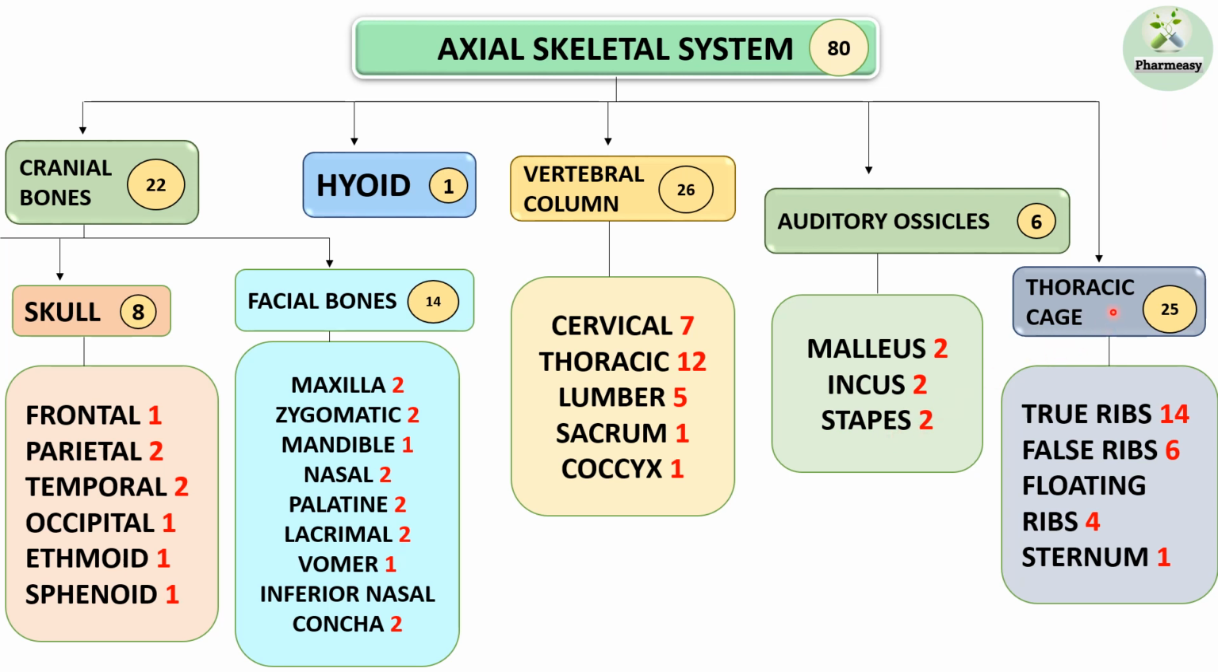Thoracic cage includes 25 bones. There are 14 true ribs, 7 on each side. 6 false ribs, 3 on each side. 4 floating ribs, 2 on each side. And 1 is the sternum bone to which ribs are attached.